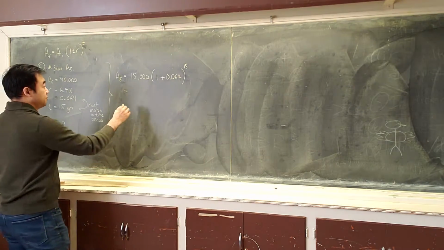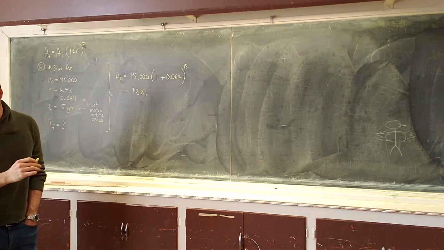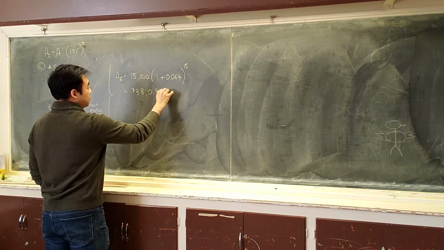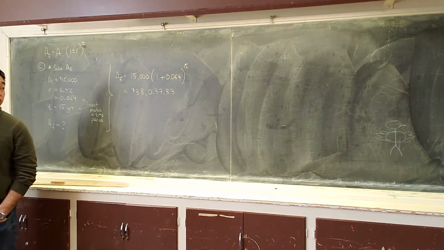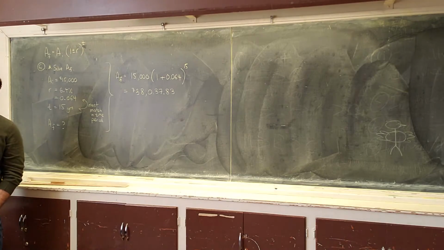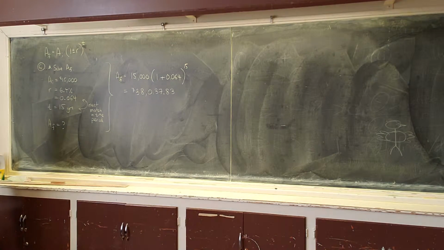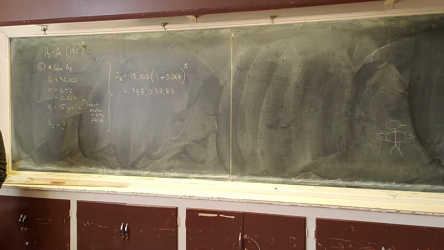38,037.0825, so about 83 cents. Good? Not bad. It's not exactly 7%, okay? But you make a decent amount of money in 15 years. Decent. Okay. Depends on what you're comparing to.